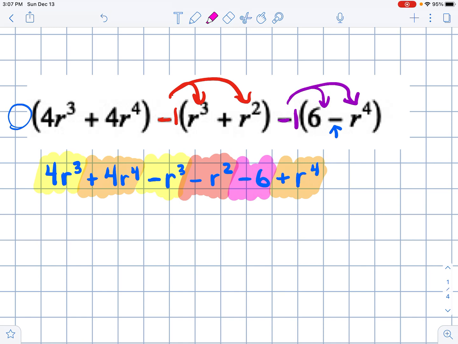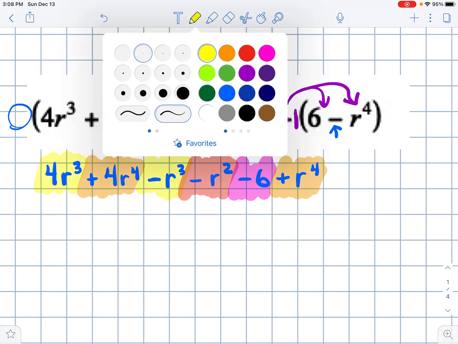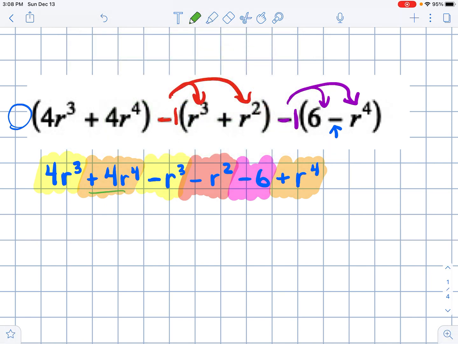So remember, what we want to do is write this in descending degree order. And the degree is the exponent. So we want to start with the highest exponent terms and then work our way down to the lowest. So the highest exponents that we see are the terms that have r to the fourth power. Let's go ahead and combine those together. So let's say we have positive 4r to the fourth plus 1r to the fourth, and positive 4 plus 1 is positive 5r to the fourth.